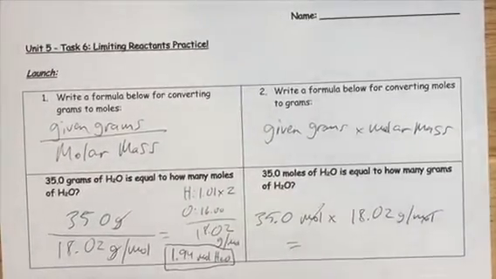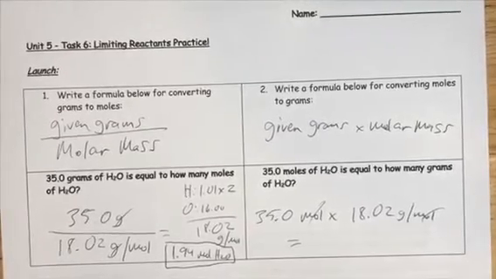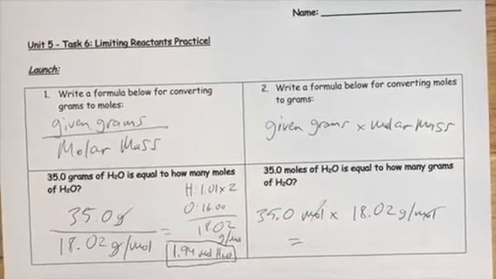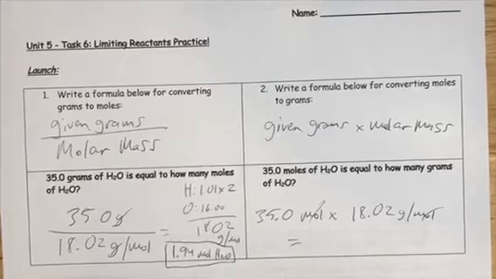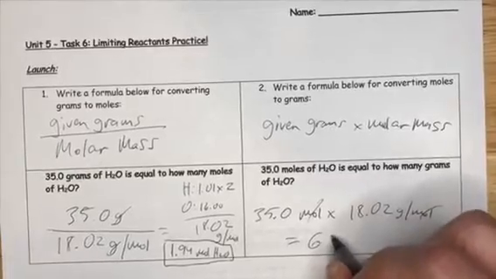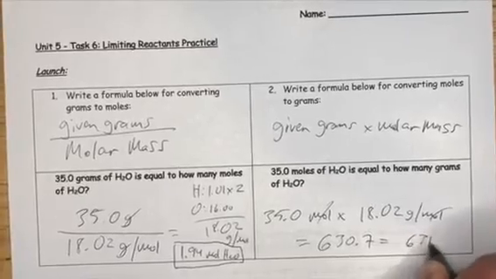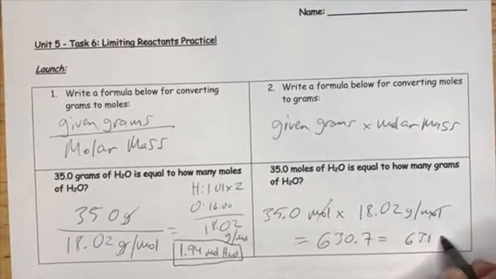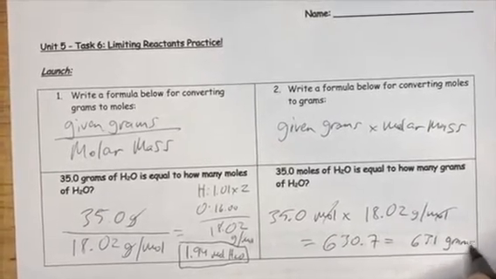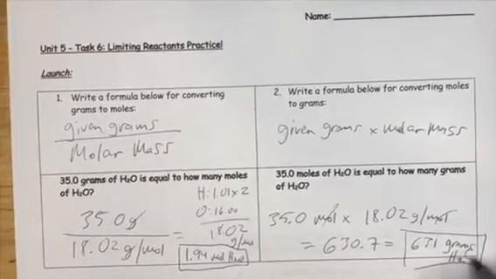So as we can see, the answer is going to be way bigger. This is just to show that moles and grams, while they are related, they mean totally different things. So the answer for this is going to be 630.7, which we could round to 631 grams of H2O.